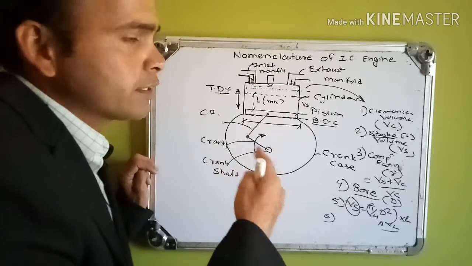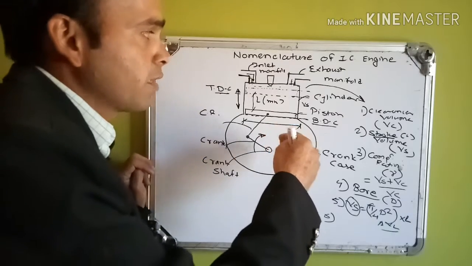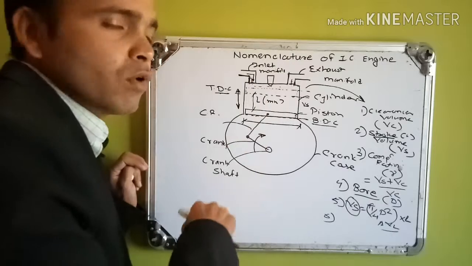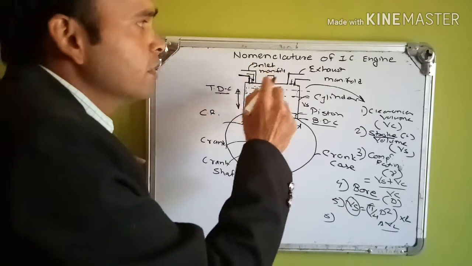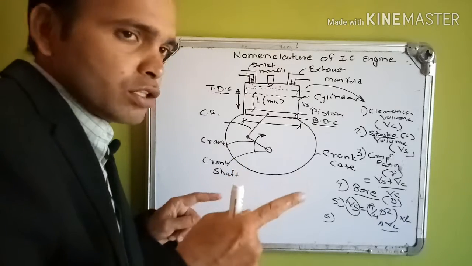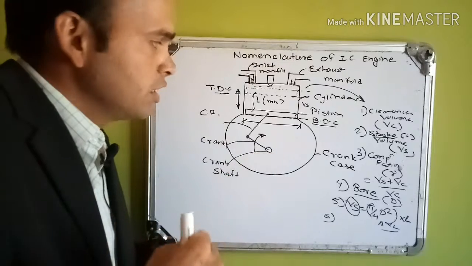That is adjusted with the help of rotation of the crankshaft that is connected to the camshaft, and then the camshaft adjusts the timing of inlet and exhaust valve opening. In the nomenclature, the next one is the central device, which is called the spark plug in the case of a petrol engine, and in the case of a diesel engine it is called a fuel injector.